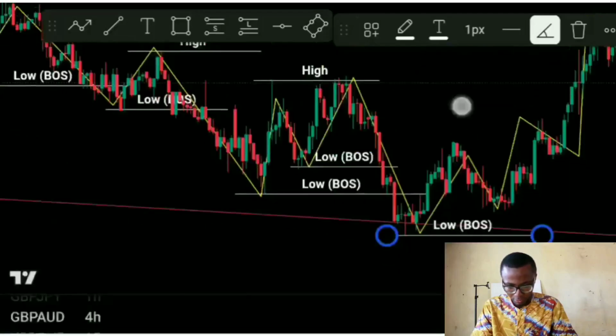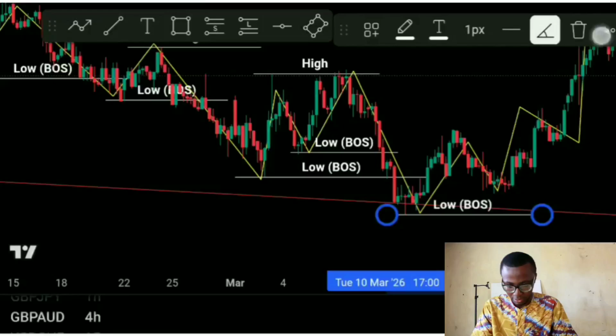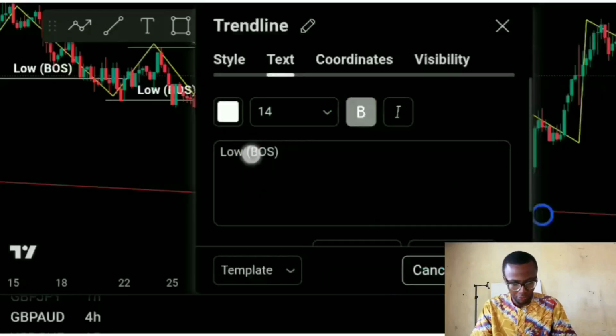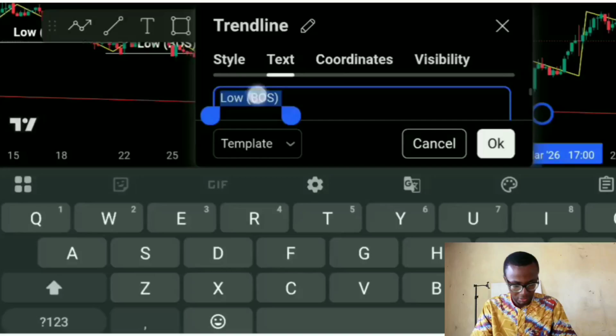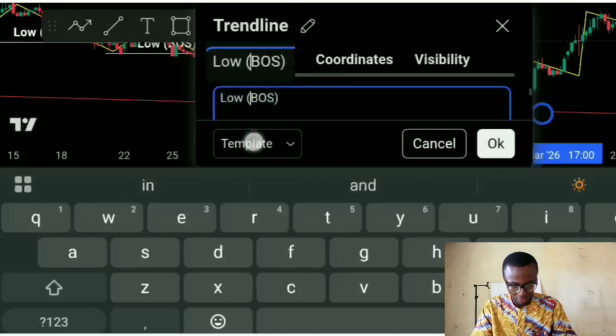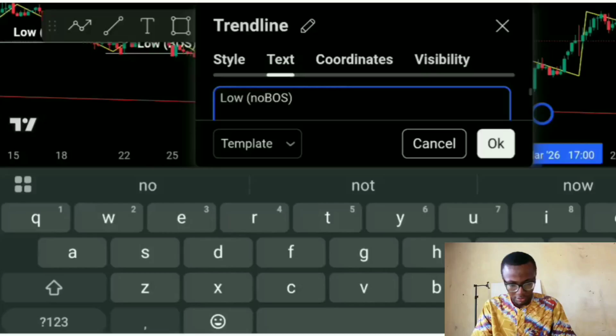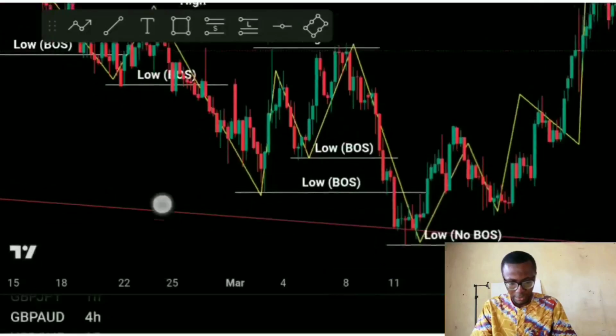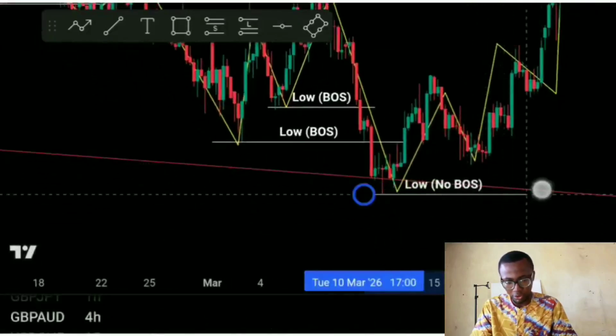Let me use this format instead. No break of structure. That means nothing was broken. So I'll write here no break because no trade. The candle did not break this line.